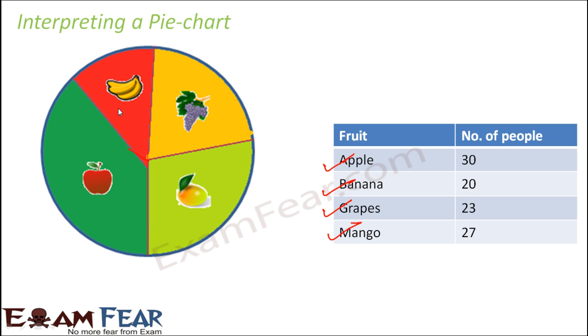So I think you got the concept of a pie chart. Here you make a circle, and that circle represents the whole, that is the total number of people. Now out of the total number of people, how many people like apple? That's basically a relationship between parts and whole. Similarly, how many out of the total number of people like mango, and so on.